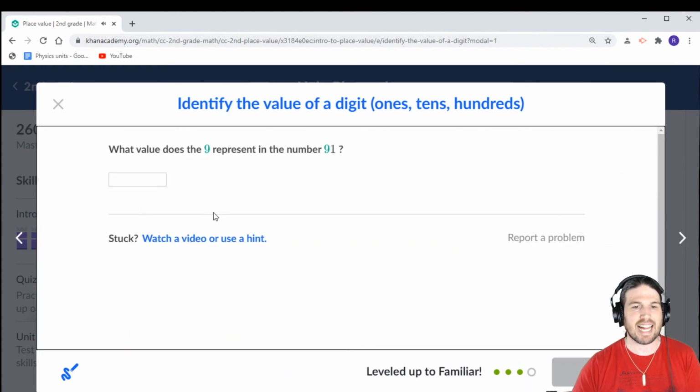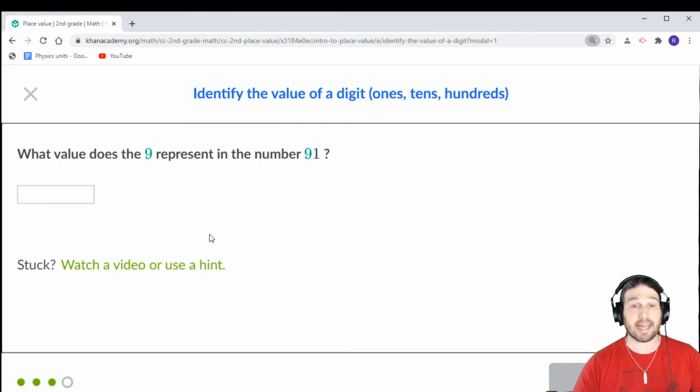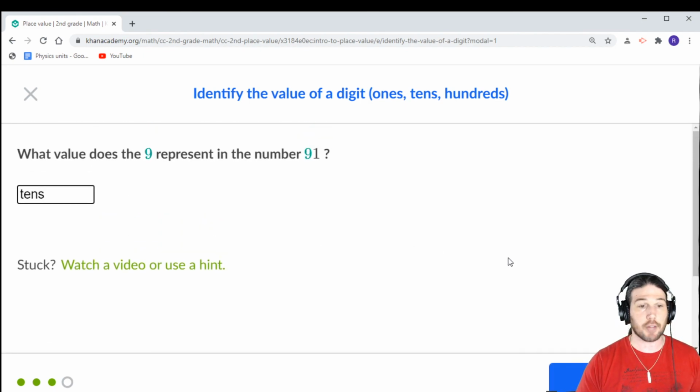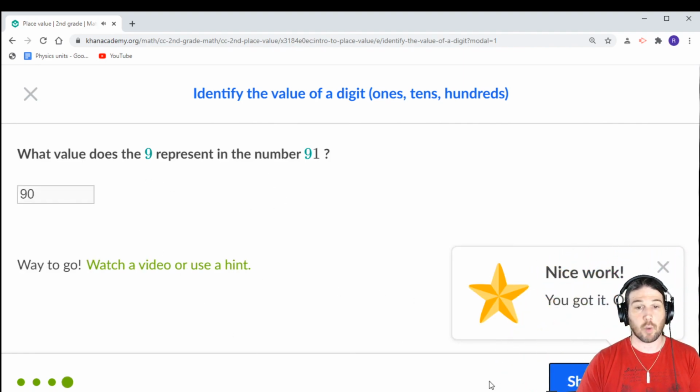What value does 9 represent in the number 91? So again, this one's asking the other question. This one's not saying tens place is the correct answer here. The correct answer is that the 9 actually represents 90 plus 1.